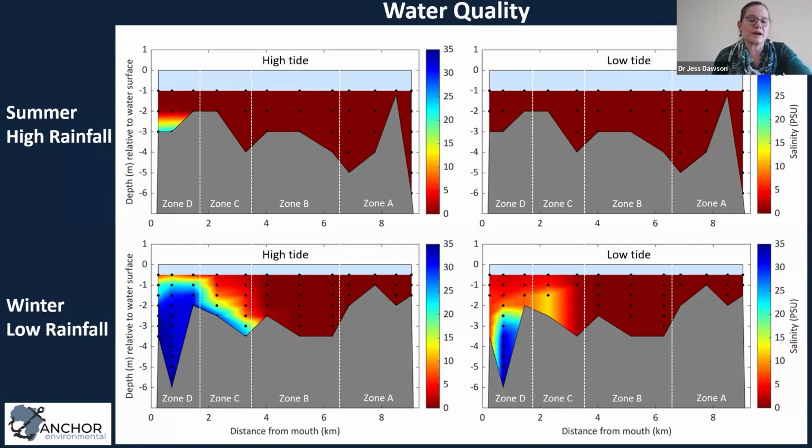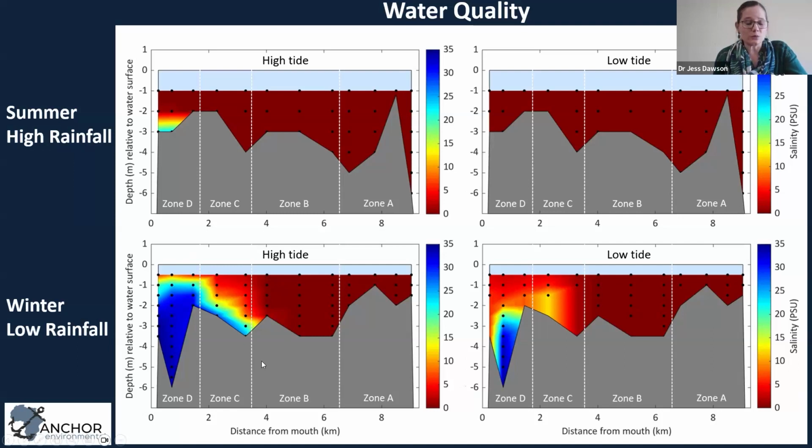And then we've got the two different tides. At the top, you can see we've got high tide. Because there's high rainfall and so much freshwater flow, the seawater has a very small influence. It only penetrates less than 2 kilometers upstream. And during the low tide, when the water is all flushing out of the system, it's completely fresh.